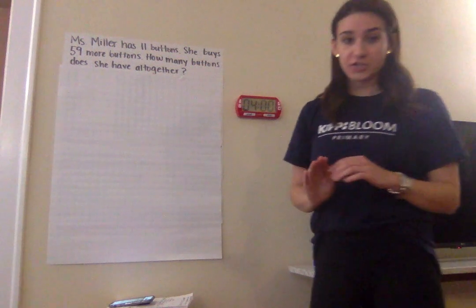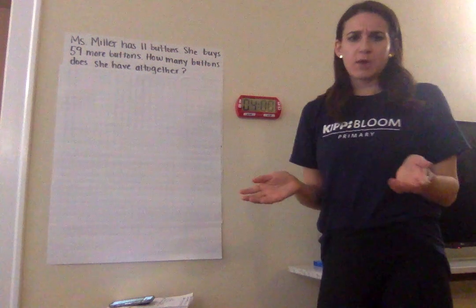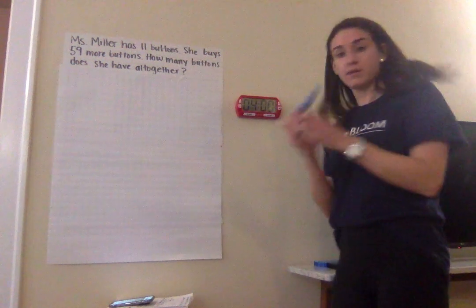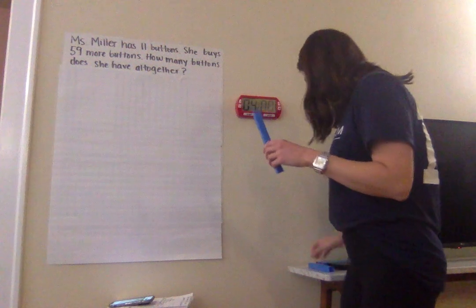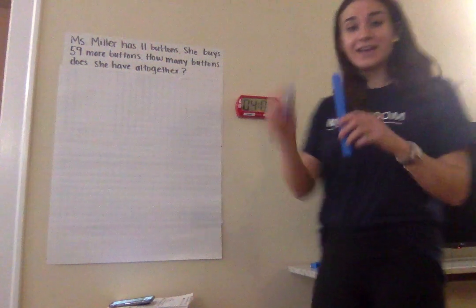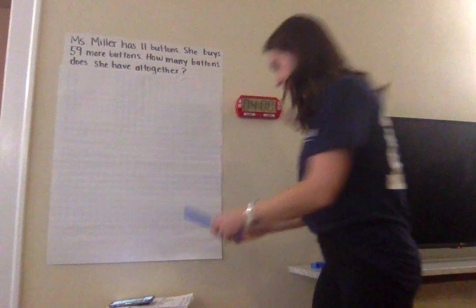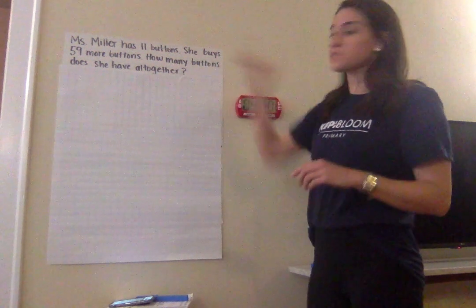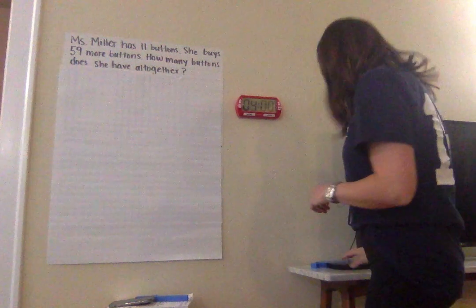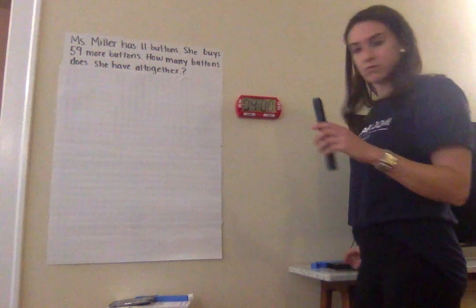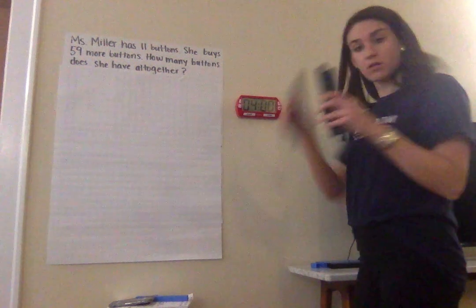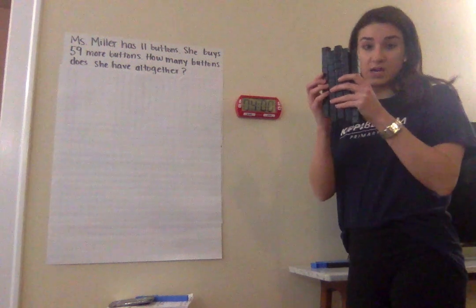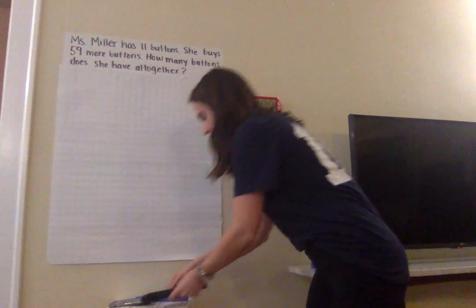So for my first strategy, I know that I'm going to start with my smaller number. She has 11 buttons. So I'm going to take a 10 and a 1, and that's going to make 11. I'm going to put those down. Then she buys 59 more buttons. So I'm going to take 10, 20, 30, 40, 50. I have 5 tens. That's 50.